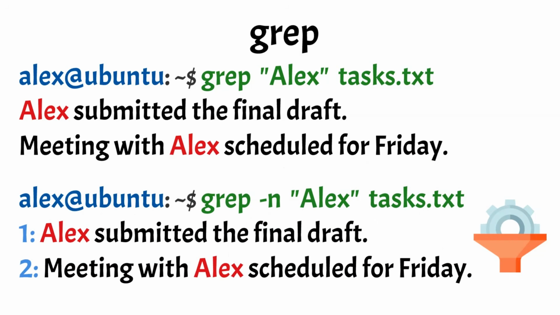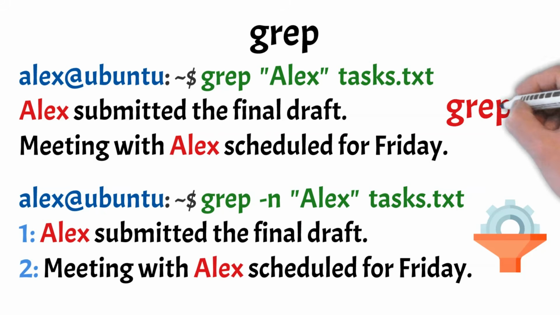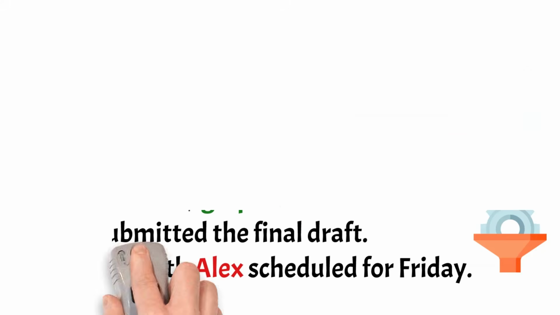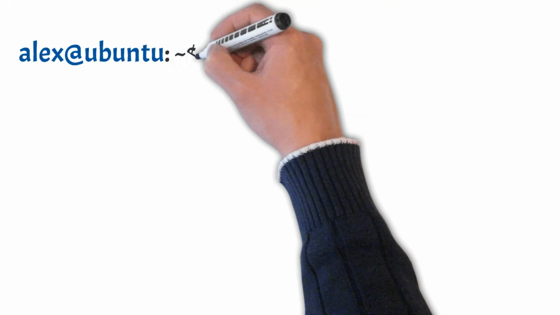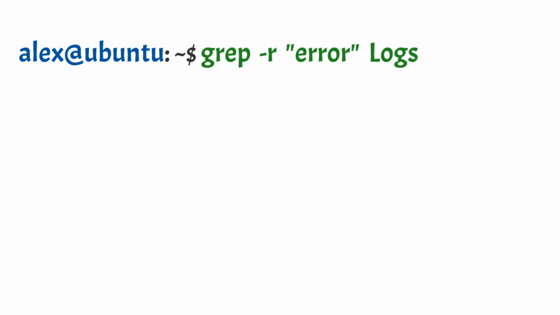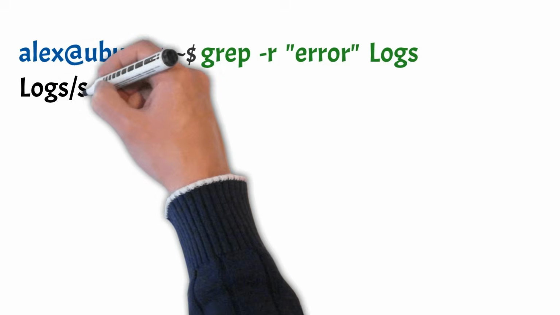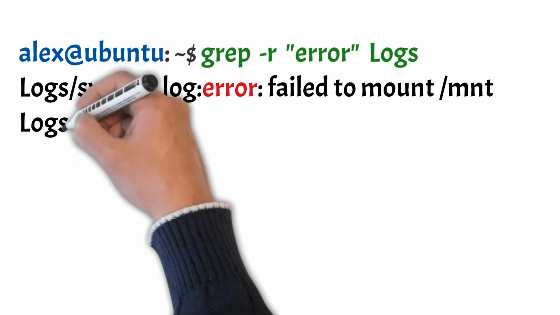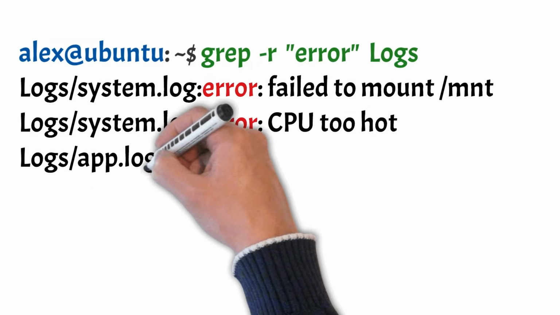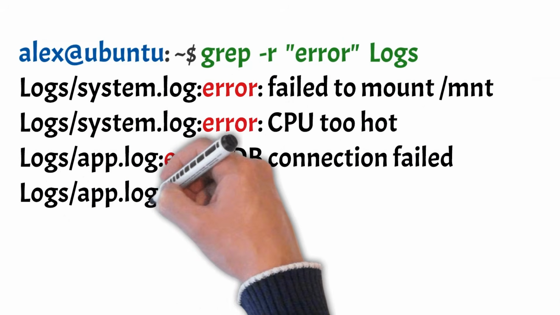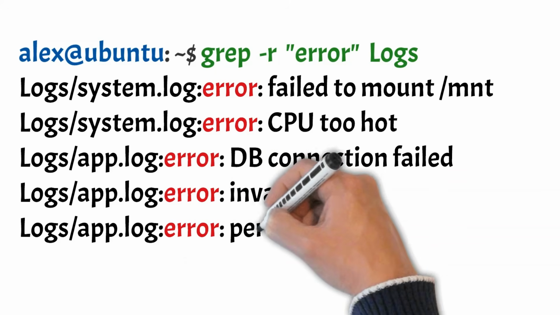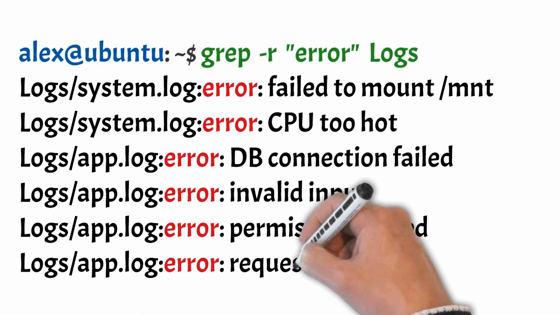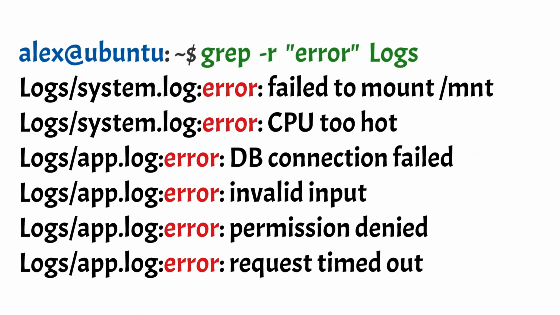There's also the -i option, which makes the search case insensitive, useful if you're not sure about the exact capitalization. And when you need to search through an entire folder of files, -r lets you search recursively. For example, grep -r error logs checks every file inside the logs directory and shows you which files contain the word error, along with the matching lines. This is especially helpful when scanning log files for issues or debugging problems across multiple files.